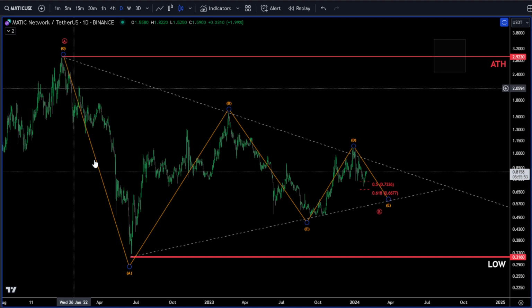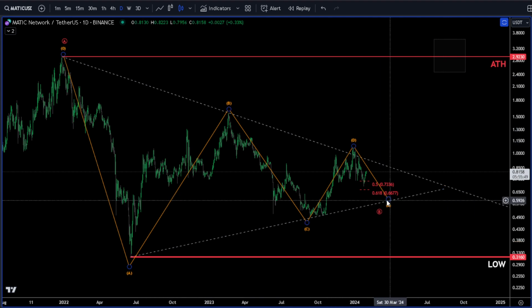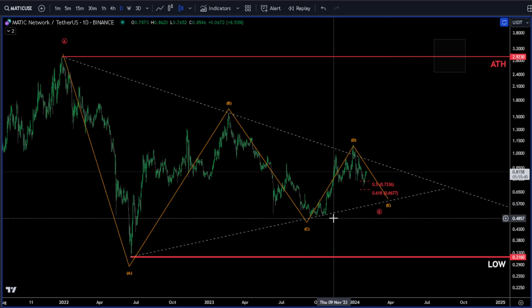my primary would switch to a triangle where we need to make an E wave, one more low to the downside, but protect our C wave at around 48 cents, depending on which exchange you're using.